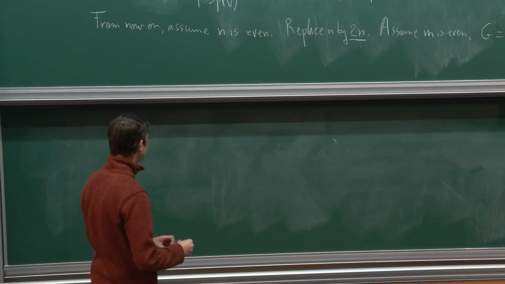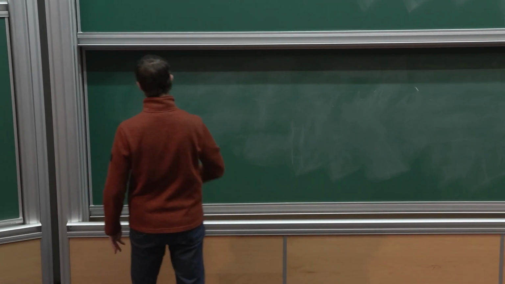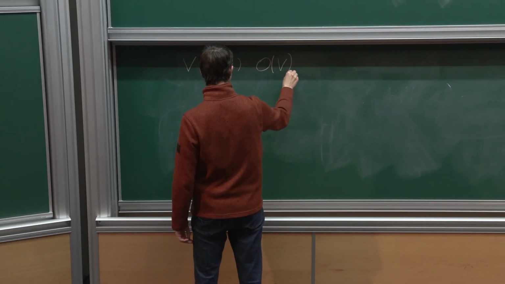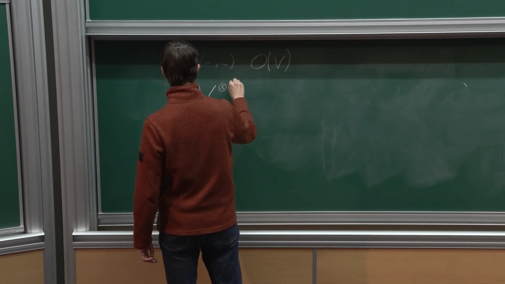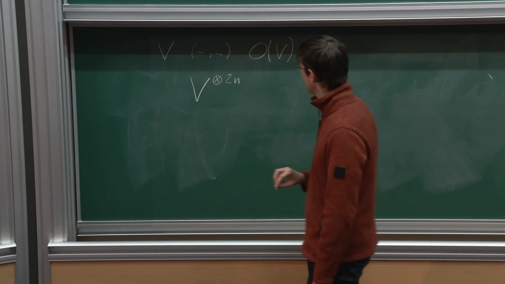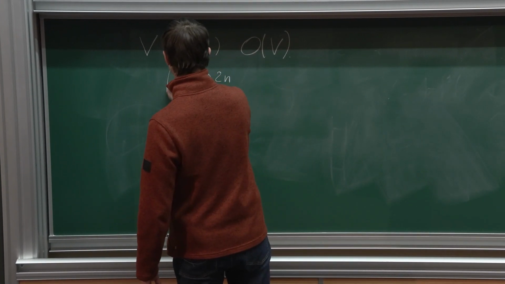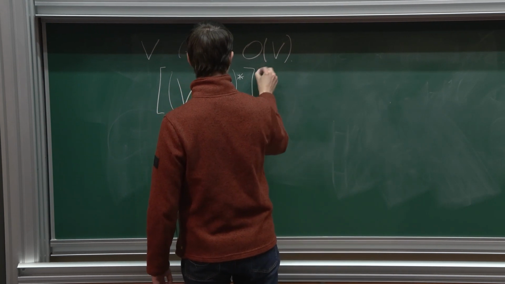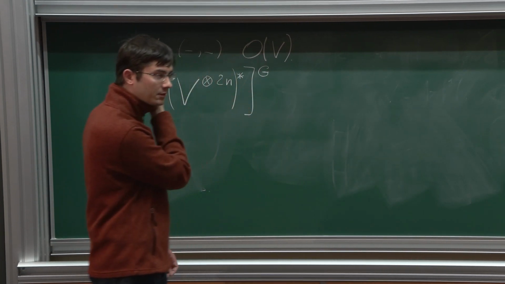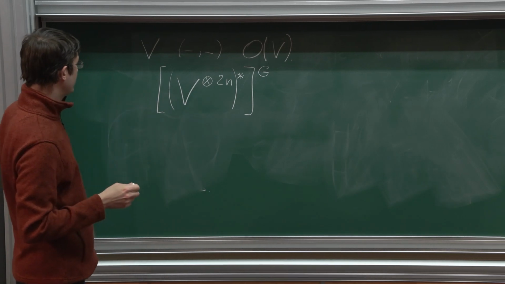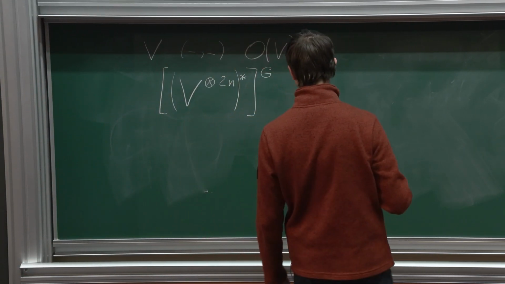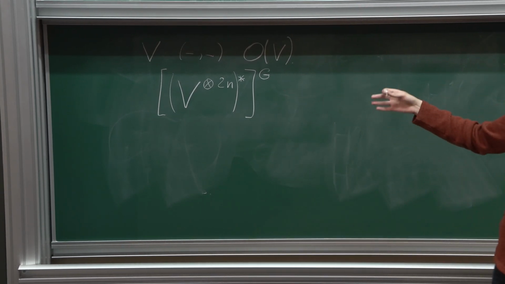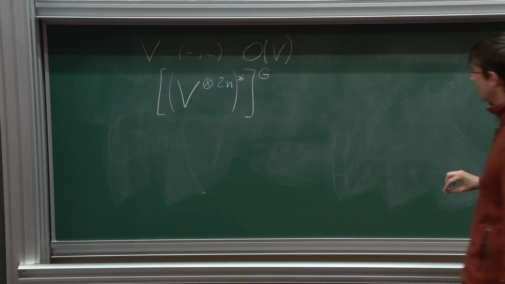So now you have some very classical kind of question. You have a vector space V with a symmetric bilinear non-degenerate form. You have the orthogonal group. You consider 2n tensor powers of V, maybe dual. And you ask: what is the space of orthogonal invariant tensors? It's a very classical story. It goes at least back to Weil.